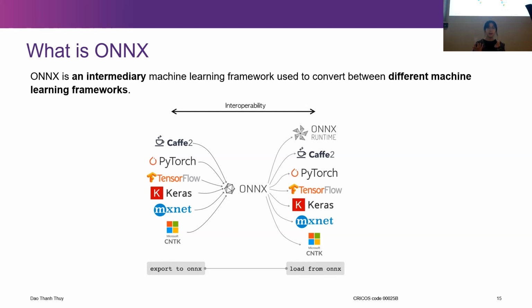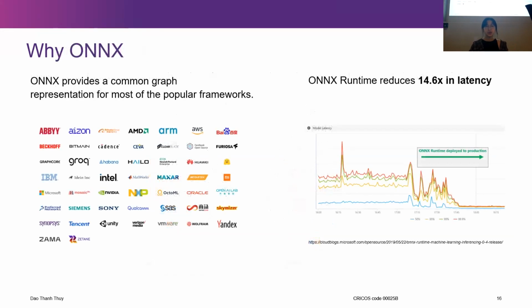It helps because different frameworks have different graph representations. So you have to go through an intermediary to convert between them. And ONNX helps to do that job. And it's very flexible. That's why we chose ONNX as our universal format. It supports most of the popular frameworks, so you can choose anything you want and convert into it. And its interpreter, ONNX Runtime, has been shown to reduce the latency by almost 15 times. So we want to test it in our application.